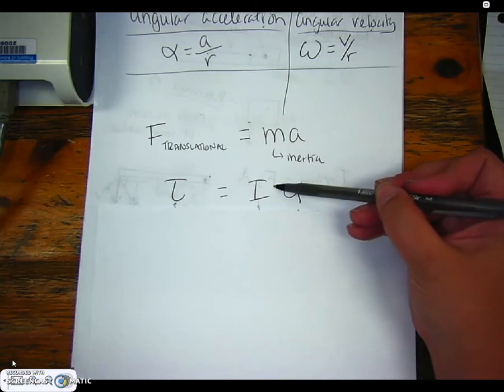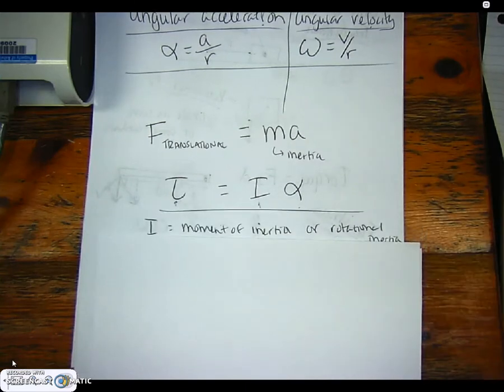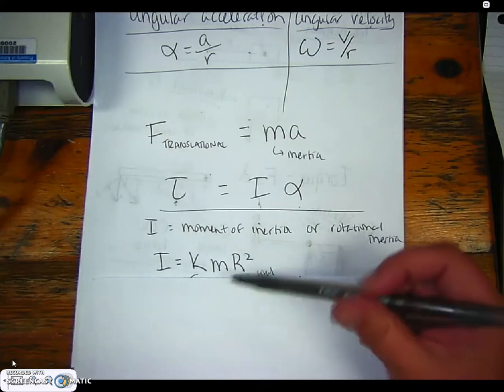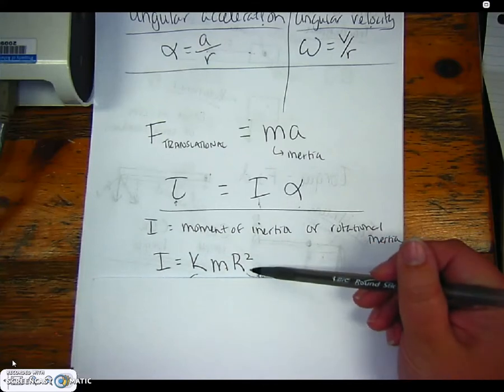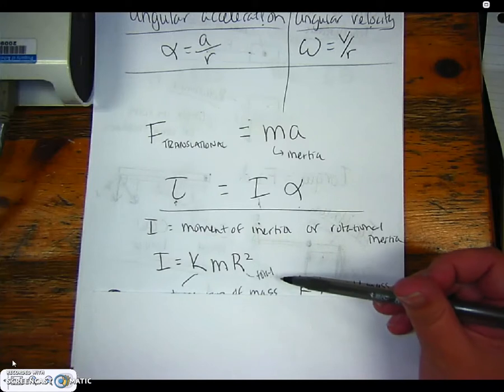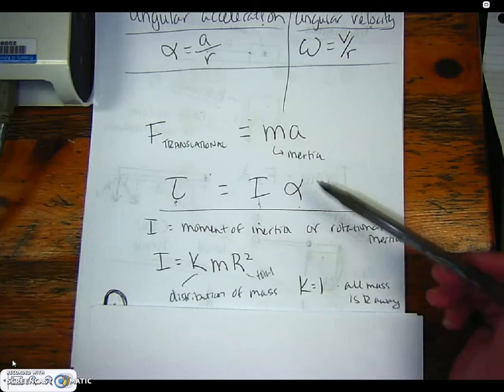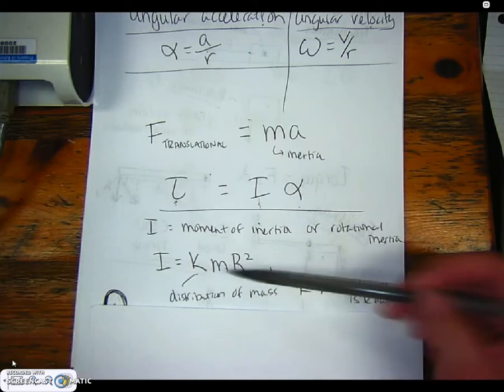this letter I. This letter I is called the moment of inertia, or the rotational inertia. It really has to do with not just your mass as a whole, but how your mass is distributed around your center of mass, or some point of rotation. So the equation for quantifying that is I equals kmr squared, where m is the mass, and r is the radius of the object, and it's always the total radius of the object, right? The k is a constant, which helps to relate the distribution of mass.